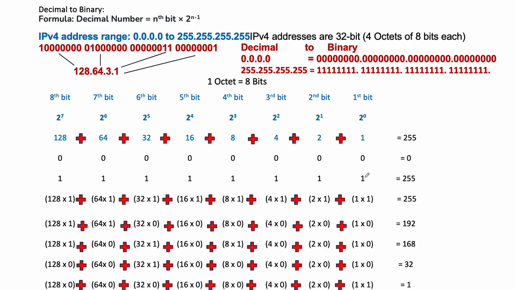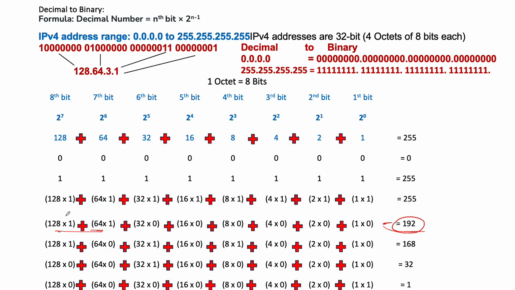Let's take another example here. Maybe it's better. So 192. How do we get the 192 value? We set the seventh bit as a 1. And the rest, sixth bit we set 0, fifth bit 0, fourth bit 0, third bit 0, second bit 0, first bit 0. So basically 128 plus 64. If you do the sum of 128 plus 64, your value is 192.